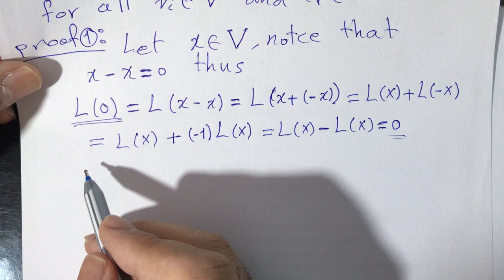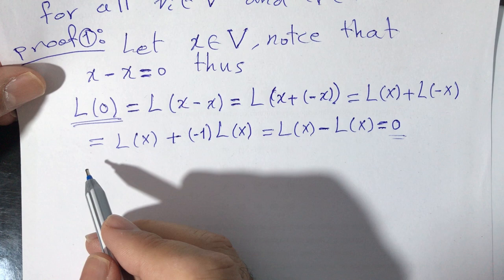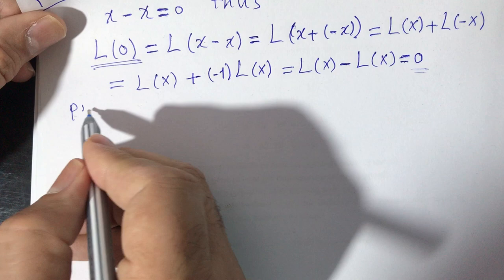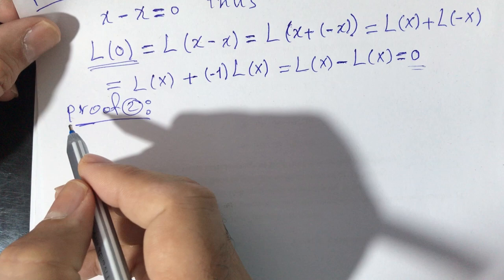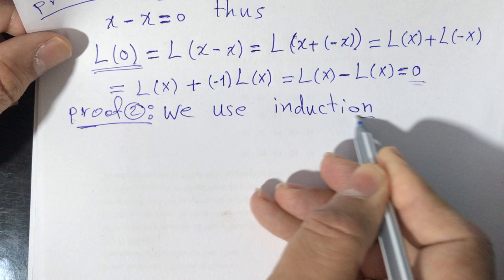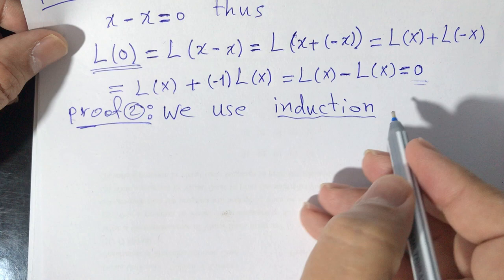And now prove two. We use induction. You know about induction? We took it in the first semester. In Arabic it is al-Istiqra al-Riyadi.